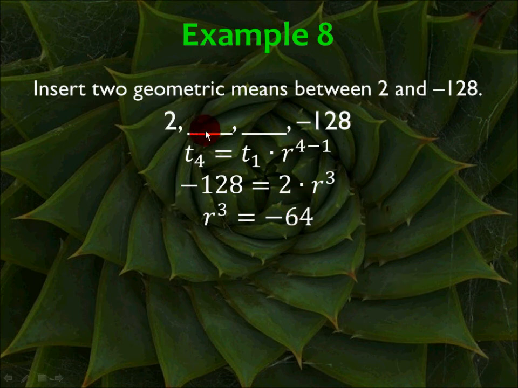You will notice that you are applying 3 ratios from term 1 to term 4, so r cubed has to be negative 128 divided by 2. So if you use the formula, you won't go wrong. So if r cubed is negative 64, r is negative 4.